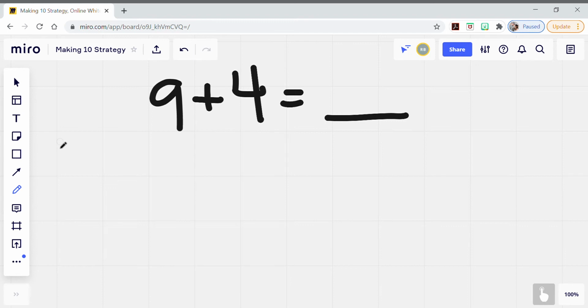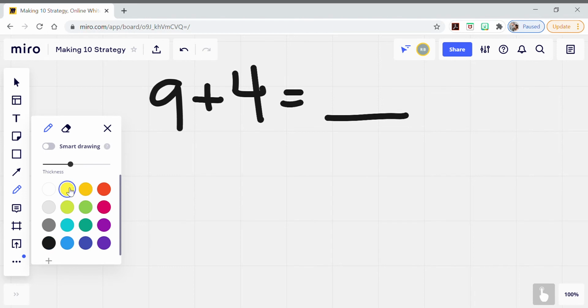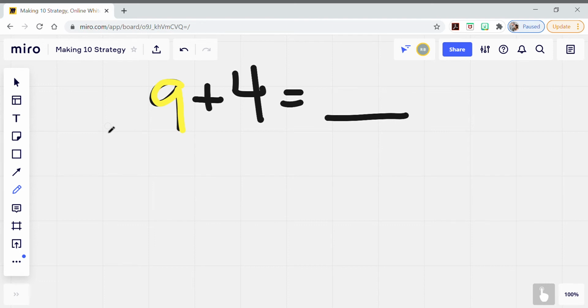Alright, so I'm thinking about 9 and 4. If I have 9, how many would I need to get to 10? If I have 4, how many would I need to get to 10? So I'm thinking of which one is closer to 10. And that would be 9. So 9 is closer to 10 than 4 is. Okay? Alright, so now we're going to have to figure out how much 9 is going to need to get to 10, because it's going to need some help. It's not there yet. It's going to need some help.